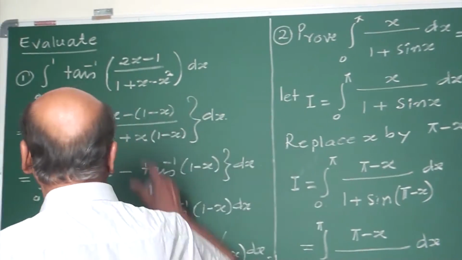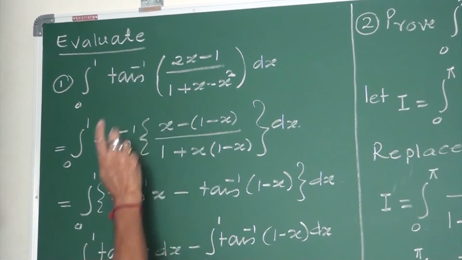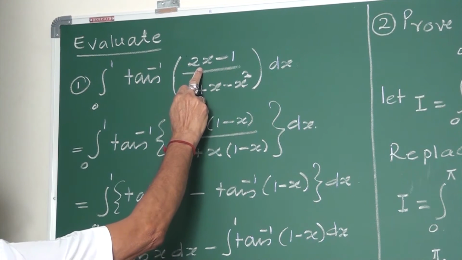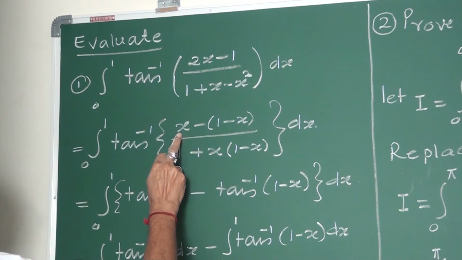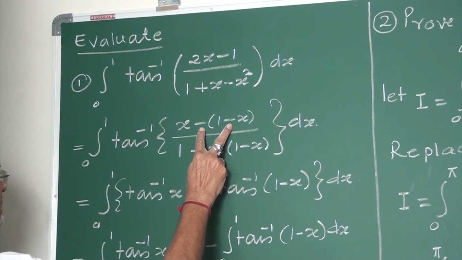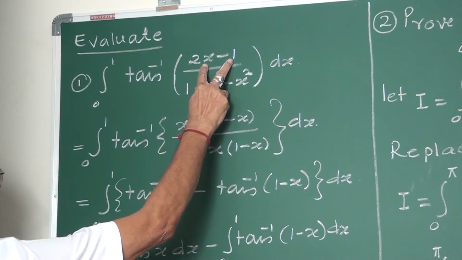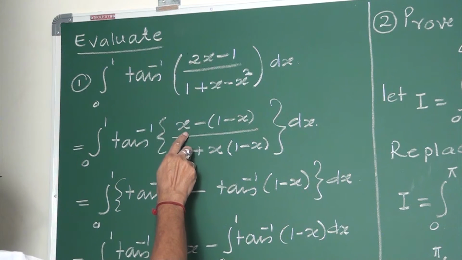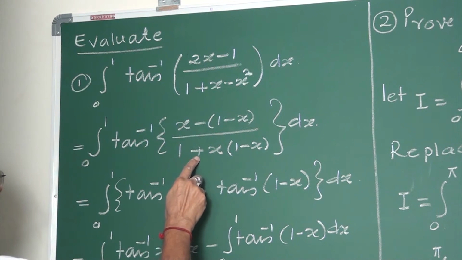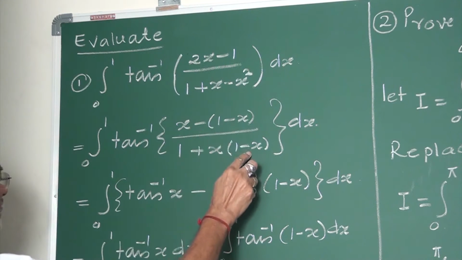Above they give the theorem, that property with the example, hence evaluate this. My friend, it is the integral from 0 to 1 of tan inverse. This 2x is adjusted like this: x minus of minus x; minus of minus x is plus x, which gives 2x. Then minus 1. So 2x minus 1 is written as x minus (1 minus x). In the denominator, 1 plus x is common; if you take x common, it remains 1 minus x.